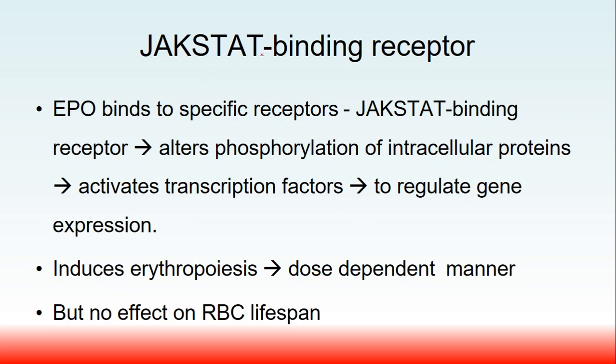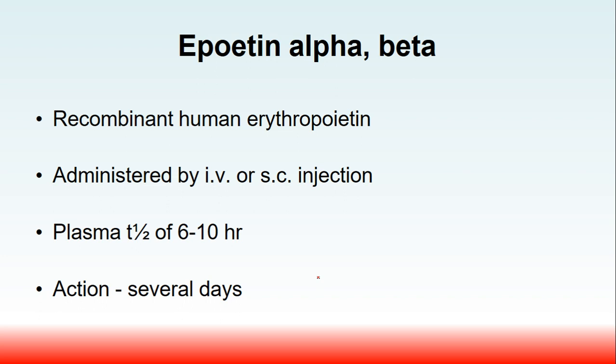It produces its action by binding to the JAK-STAT receptor. Erythropoietin binds to a specific receptor called JAK-STAT. After binding to the JAK-STAT receptor, they alter the phosphorylation of intracellular proteins, which will in turn activate the transcription factor required for gene regulation. Thereby it induces erythropoiesis in a dose-dependent manner. But remember, it has no effect on the RBC lifespan.